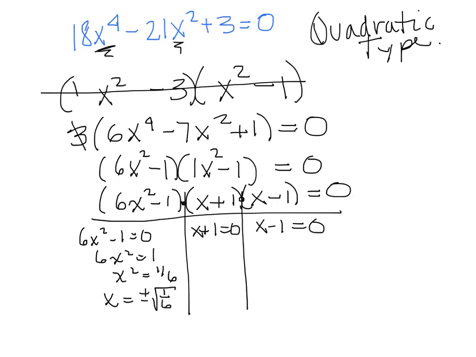But of course I have to rationalize that. X is equal to plus or minus the square root of 6 over 6. And in the middle, x is equal to negative 1, and x is equal to plus 1 for this last one. So there are my 4 solutions. And that makes sense because I did have an x to the 4th, so I would expect to get 4 solutions.